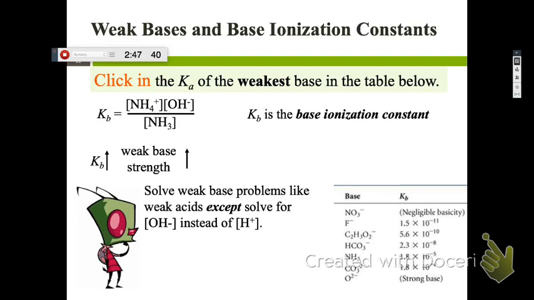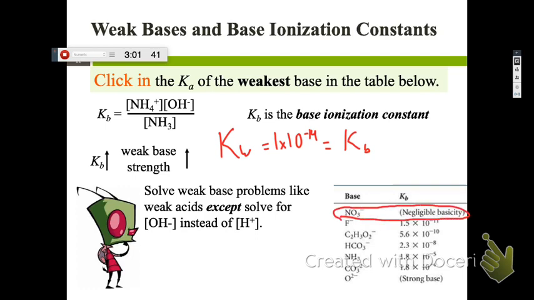So our majority answer is 0.00067. So where does that number come from? Austin, do you want to volunteer? Well, Kw is going to be 1 times 10 to the negative 14 equals our Kb, which is for NO3, nitrate. So is this the weakest base in the table?